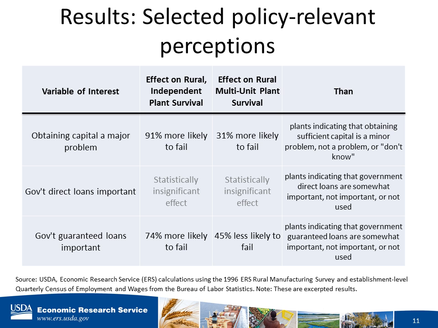So my hypothesis on this is that the multi-unit plants might be more likely to participate in the kind of program that the USDA Business and Industry Loan Guarantee Program is, and that the independent, single unit, rural plants might be more likely to participate in the programs that are helping plants that can't otherwise get access to financial capital. And kind of like in the first one here, obtaining capital being a major problem, it's more of a correlation. It's not that the government guaranteed loans are causing them to fail.